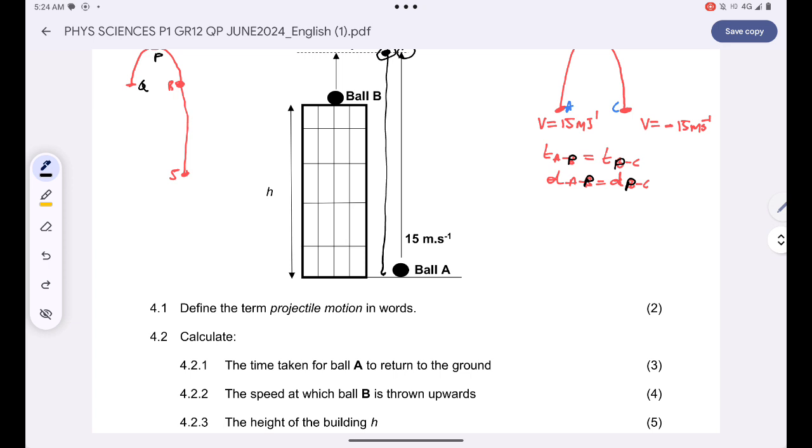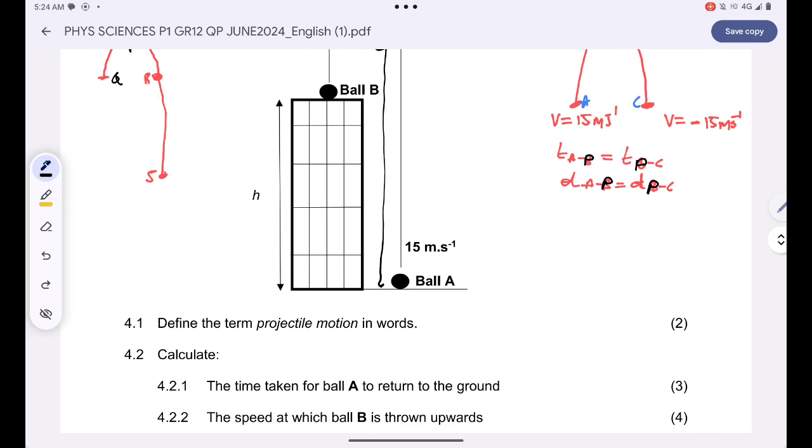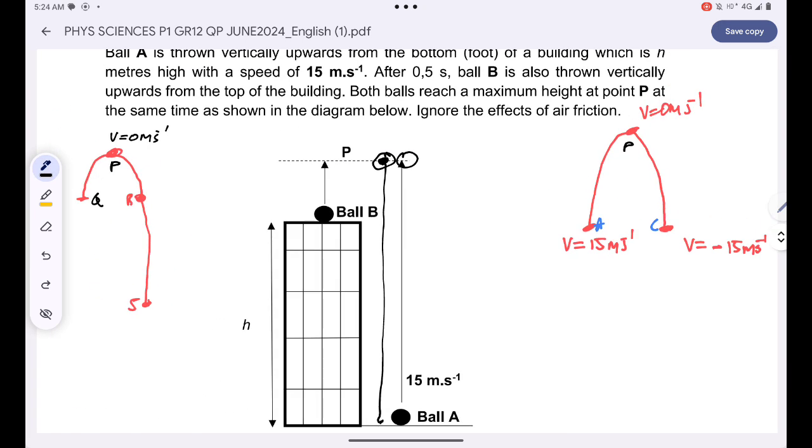Okay, and then now they want us to calculate the time taken for ball A to return to the ground. Okay, we can simply take our information from position A to position C, right? Position A to C, I know that my initial velocity is positive 15 meters per second. The final velocity will have to be negative 15 meters per second.